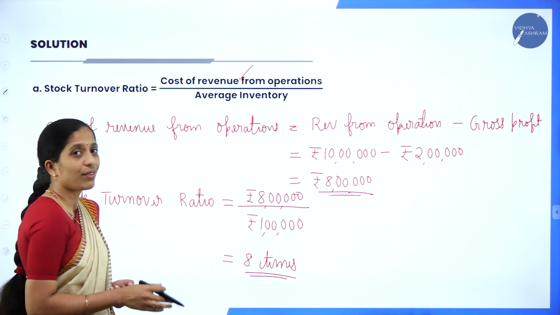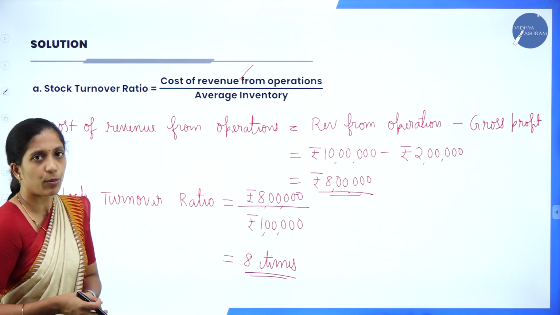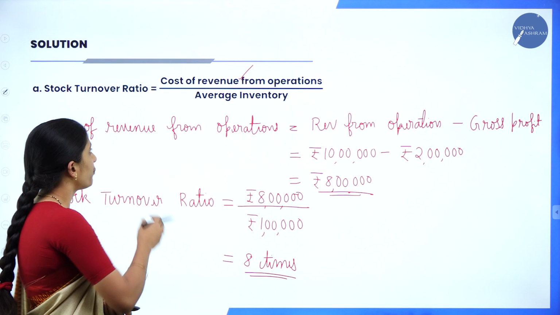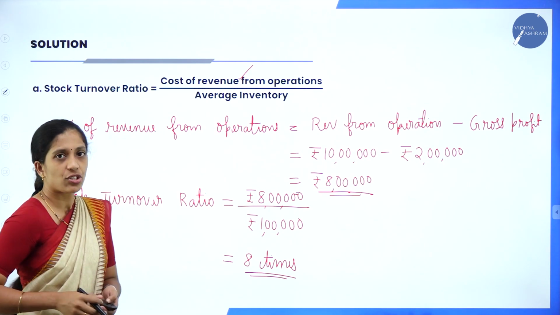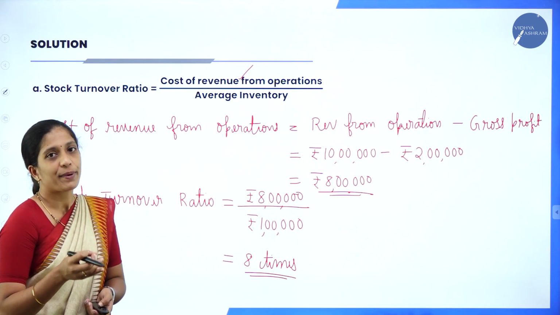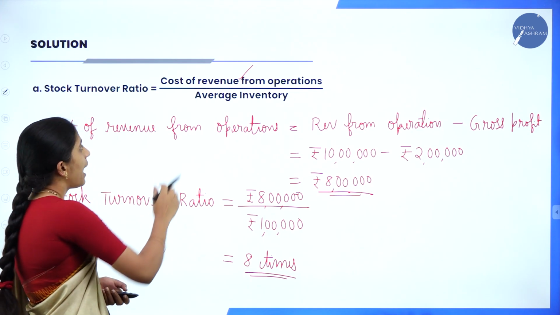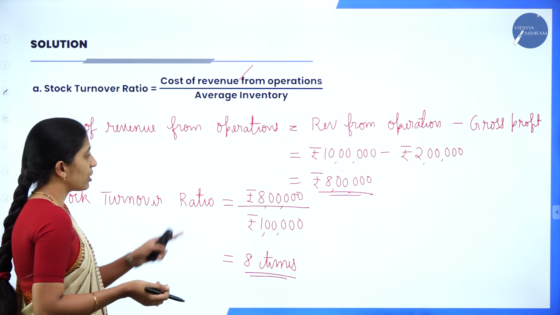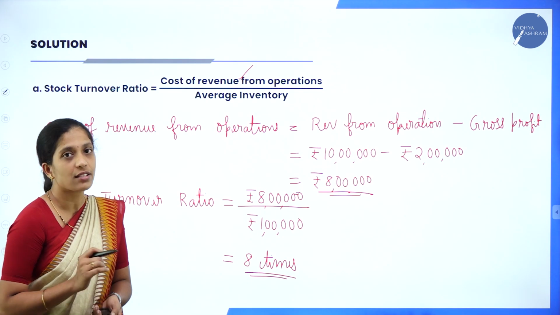Here in this question, we did not get cost of revenue from operations directly. So, how to find out? Cost of revenue from operations is equal to revenue from operations minus gross profit. And average inventory was given in the question, that is 1 lakh. So, we'll get 8 times.